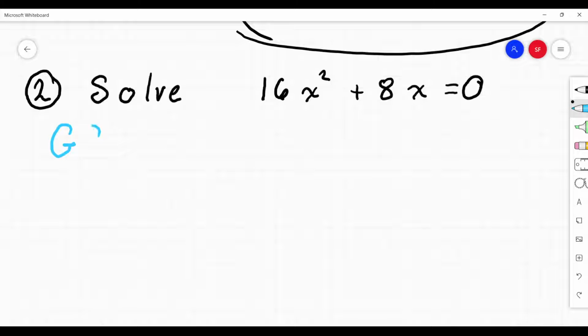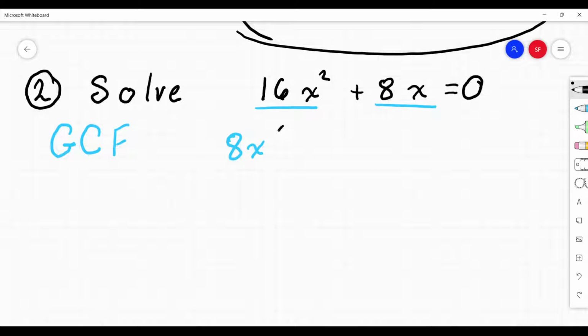In fact, you pretty much should always, and by pretty much I mean you should always look for GCF first. That should be your first look when you're solving any of these quadratics. So what is in common between the two terms that we have? 8x. 2 is as well, but it's not the greatest. So we're going to pull an 8x out.